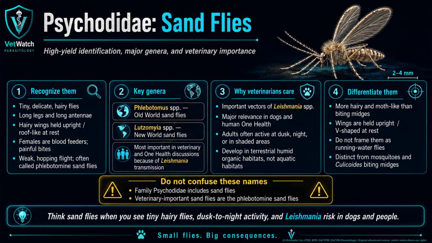Now we move on to the family Psychodidae and the medically important sandflies. These are tiny, delicate, hairy flies with long legs and long antennae. Their wings are hairy and often held upright at rest, giving them a moth-like appearance. These weak flyers feed at dusk, night, and in shaded areas.